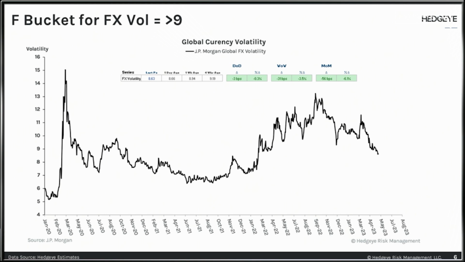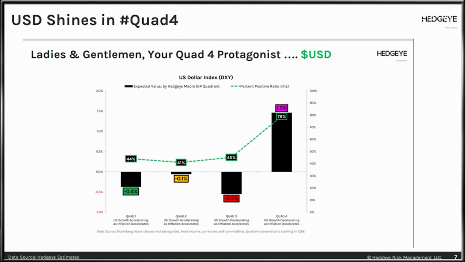So if we go to that next slide, General, you'll see that the US dollar shines in quad 4, right? Your quad 4 protagonist is the USD. It has a very high batting average, backtests very highly, 79% of the time, returning basically 1.5%. Again, those are general expected values. In the other quads, the US dollar doesn't typically perform very well. Now, I've said this before as well: these are backtested numbers. So that also means that 21% of the time it doesn't perform well in a quad 4 environment.